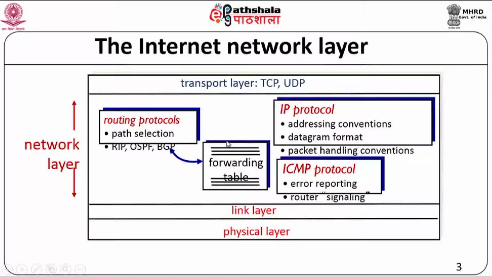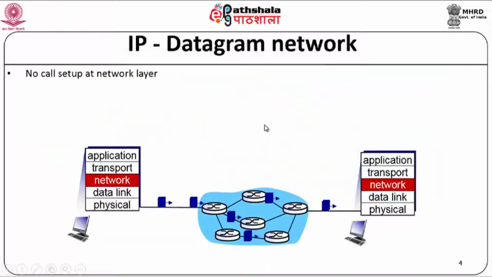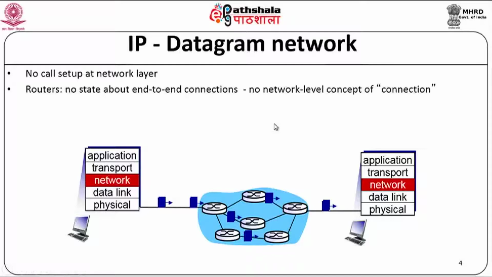So what we are looking at now is the IP protocol, which is used in the TCP/IP protocol suite. As we said, the IP protocol is datagram based, so it is a datagram network that we are talking about when we talk of an IP network. There is no call setup at the network layer. Routers do not maintain any state about end-to-end connections. Each packet is treated individually. There is no network level concept of a connection.